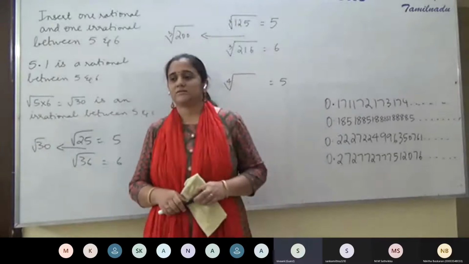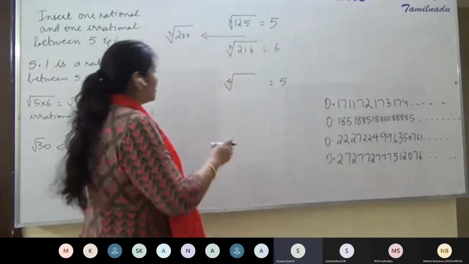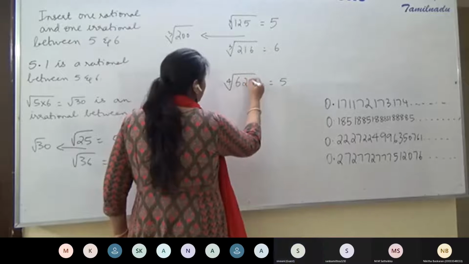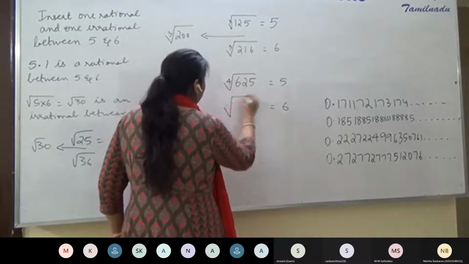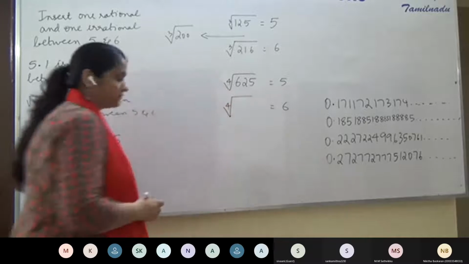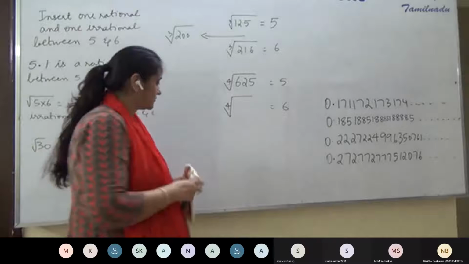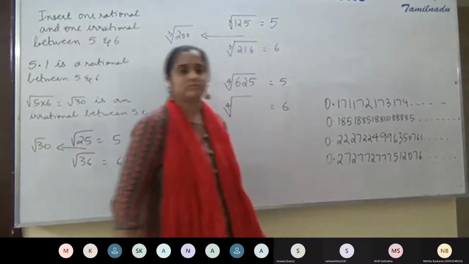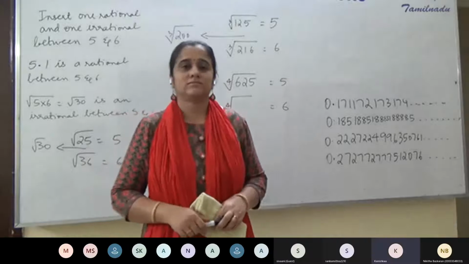625. Okay, the fourth root of 625 is 5. And the fourth root of what is 6? 1296.